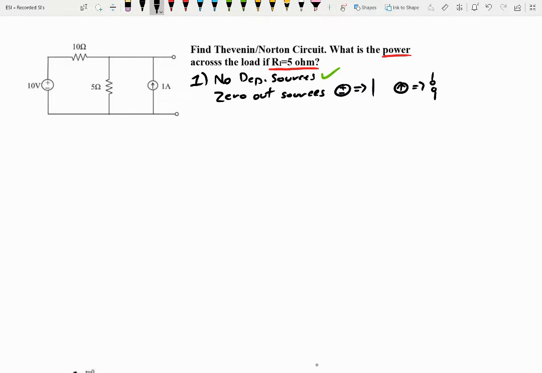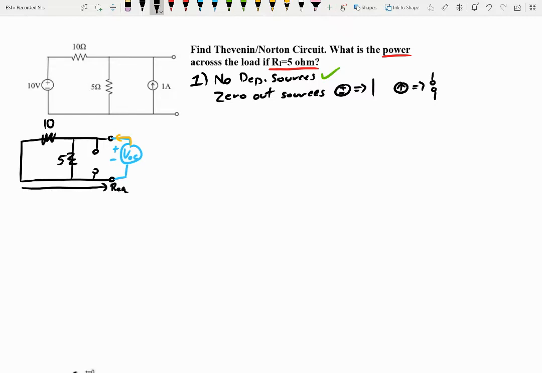Okay, so if we go and do that, let's go and draw that out. That'll be 10. This will be 5. Okay, there we go. And we'll go and drop our plus minus. This is VOC. Remember, we're going to act like this is a battery pumping current into the circuit, and we'll find the equivalent resistance going that way.